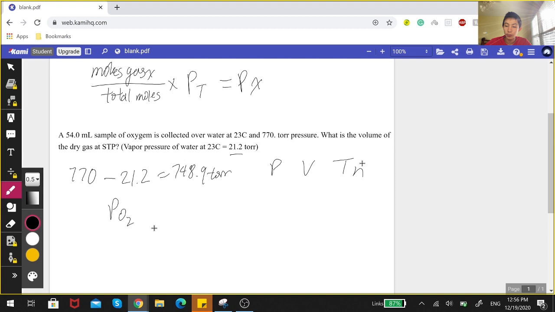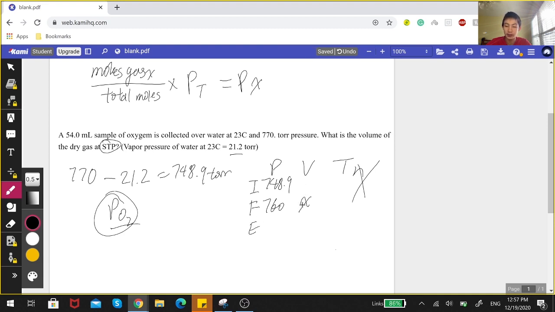Number of moles, we're not worrying about number of moles. So for pressure, in the beginning we start off with oxygen only, 748.9, and then we're going to standard temperature and pressure, which is 760, right? We're only taking account of oxygen because we do not really care about water. We're talking about the standard volume of dry oxygen gas. Now this is the initial, and this is the final.